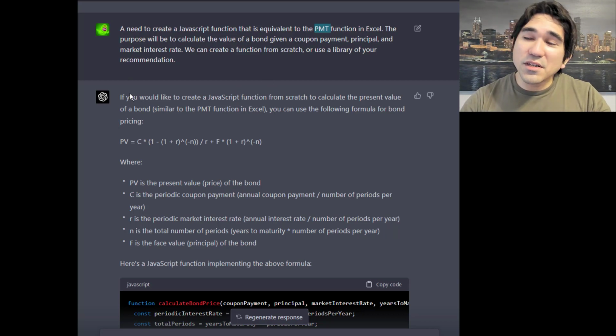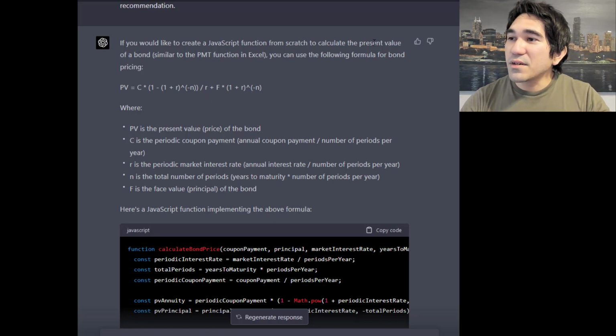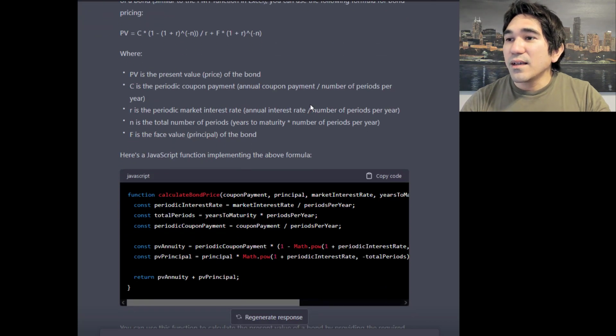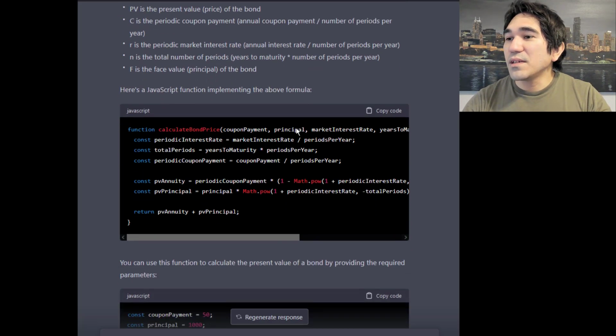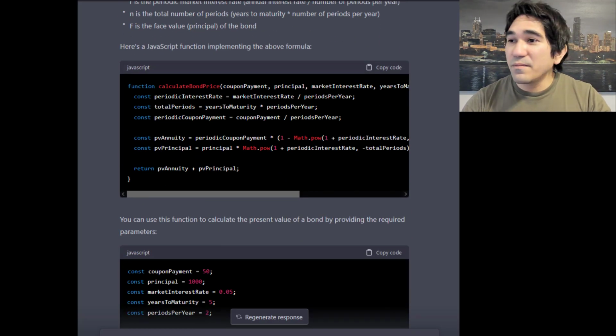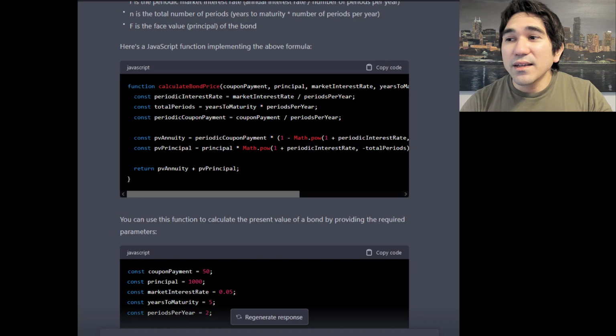So ChatGPT gave me a response, and I was quite impressed with it. It knew what I was talking about and said that if you'd like to create a JavaScript function to calculate, pretty much reiterating my question, but it gave me what the formula is for present value right here. And it told me what the inputs would be into the function that it's going to build, and it actually wrote the JavaScript function. This is quite new in programming, that I was able to give ChatGPT a concept to work with, and it was able to figure out what I was talking about and write the appropriate code for it.